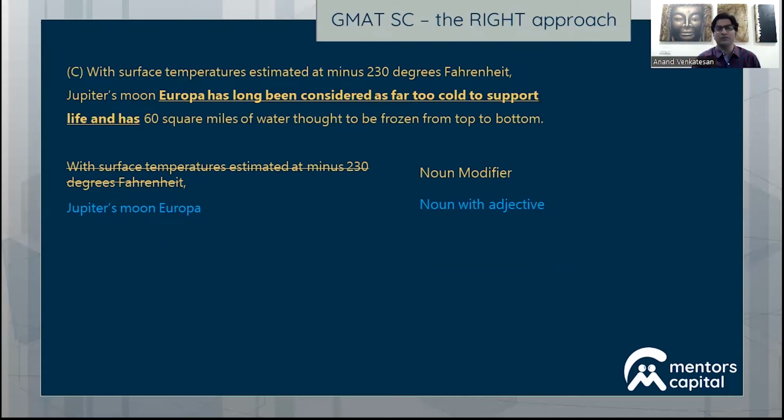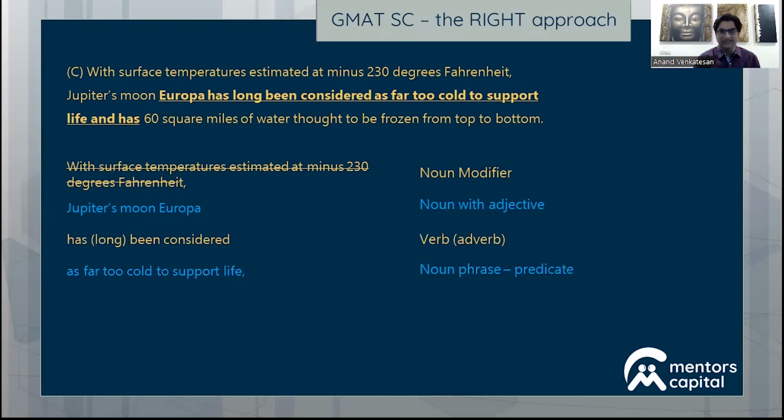Let's quickly look at the other options, right? Again, in option C, the first portion of the sentence is the same, right? Jupiter's moon Europa has long been considered as far too cold to support life, right? And again, you can see that the predicate is coming with as. Do you need the as? Well, you don't need the as, but it doesn't make it incorrect, right? So far the sentence seems to be fine, right? Even with a preposition as, it seems to be correct.